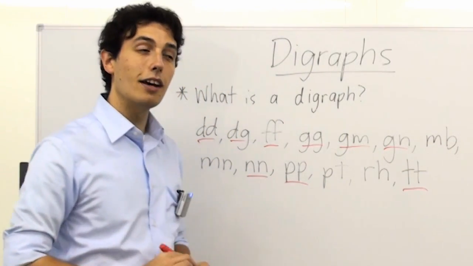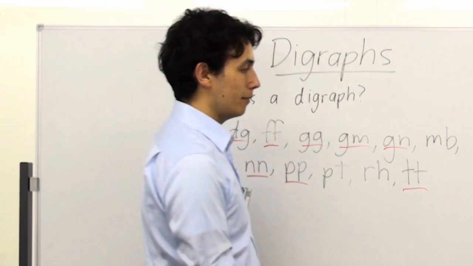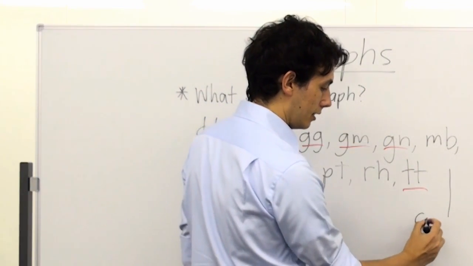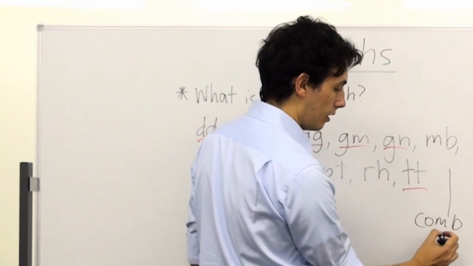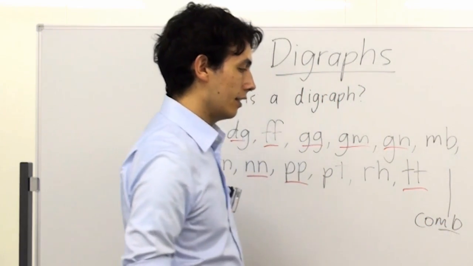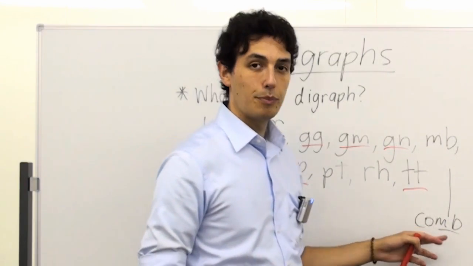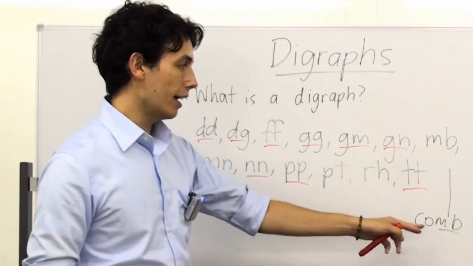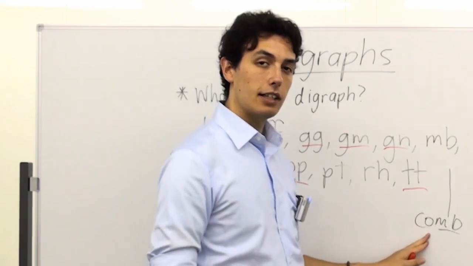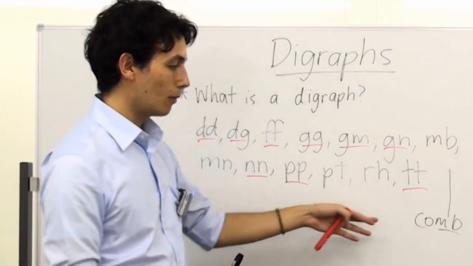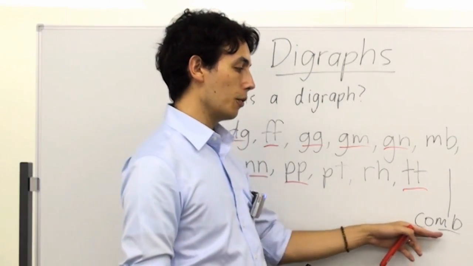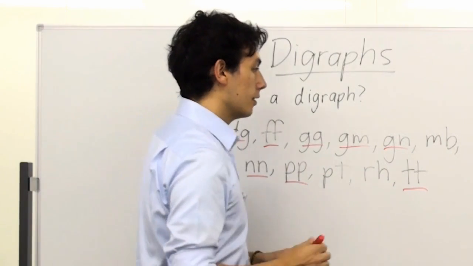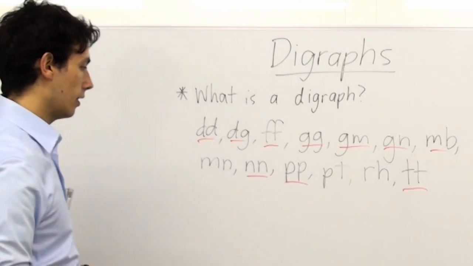With MB, we have not many words. There's comb. In this case, the B is silent. It just becomes comb. And again, like these ones, it turns the vowel into a long sound. So rather than comb, it's comb. Another one with one sound.